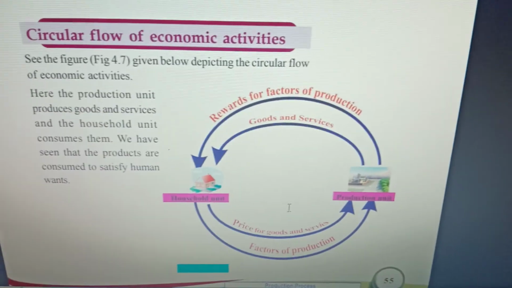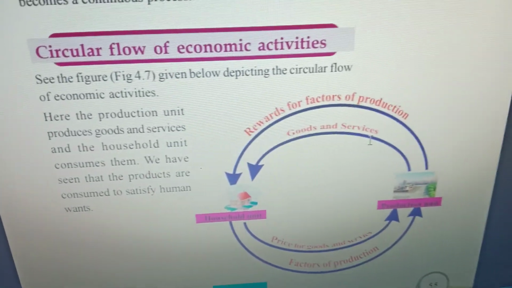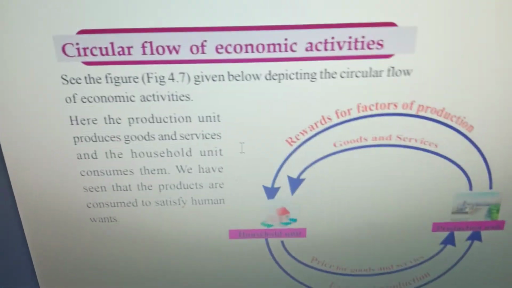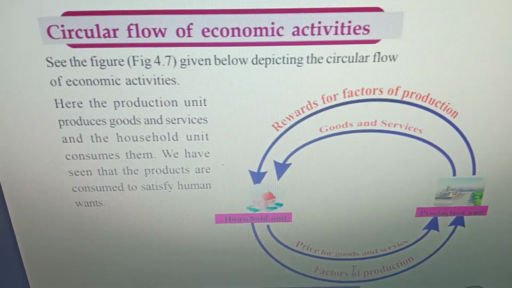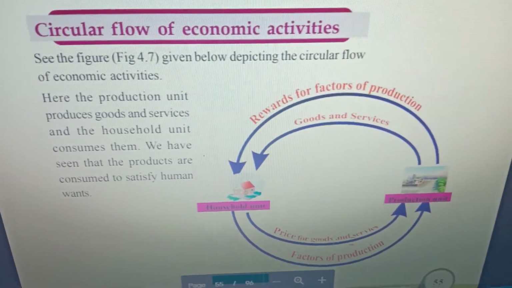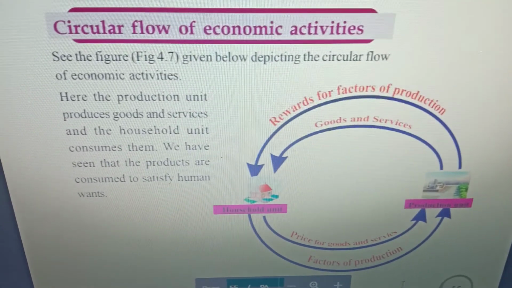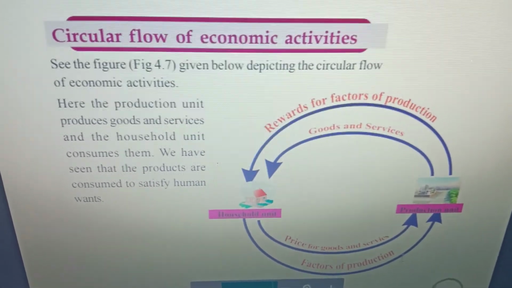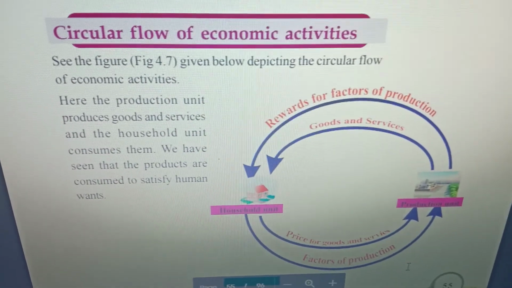So like that, the production unit provides rewards for the factors of production. Then the production unit supplies goods and services to household unit, and household unit in return makes payment for the price of the goods and services. So you can see the economic activities have a circular flow, and it is an ongoing process and it is continuous.